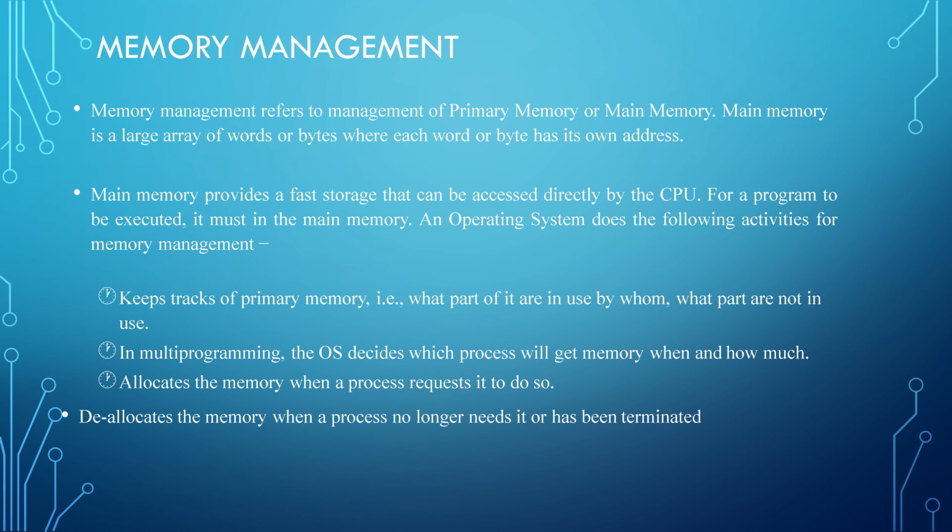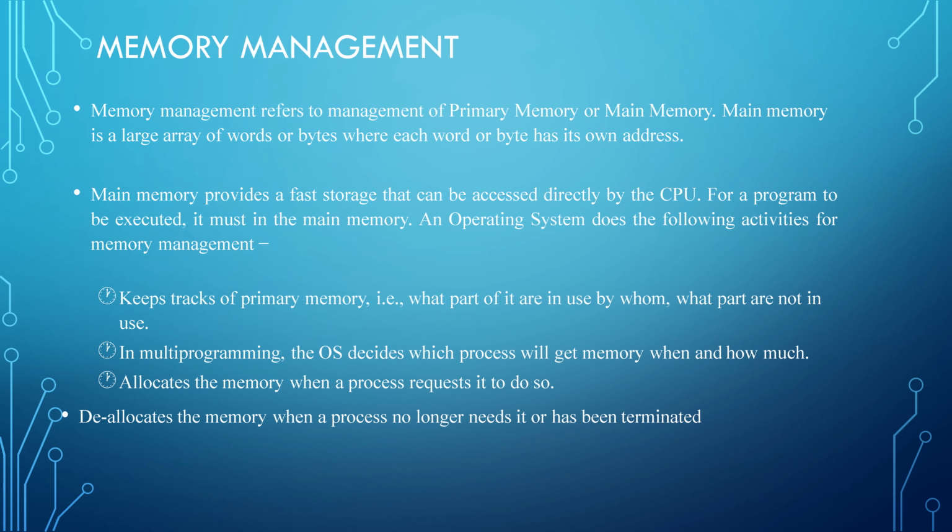As we proceed, we go to the number one function, which is memory management. Memory management refers to the management of primary memory or main memory. Main memory is a large array of words or bytes where each word or byte has its own address. Main memory provides a fast storage that can be accessed directly by the CPU. For a program to be executed, it must be in the main memory.